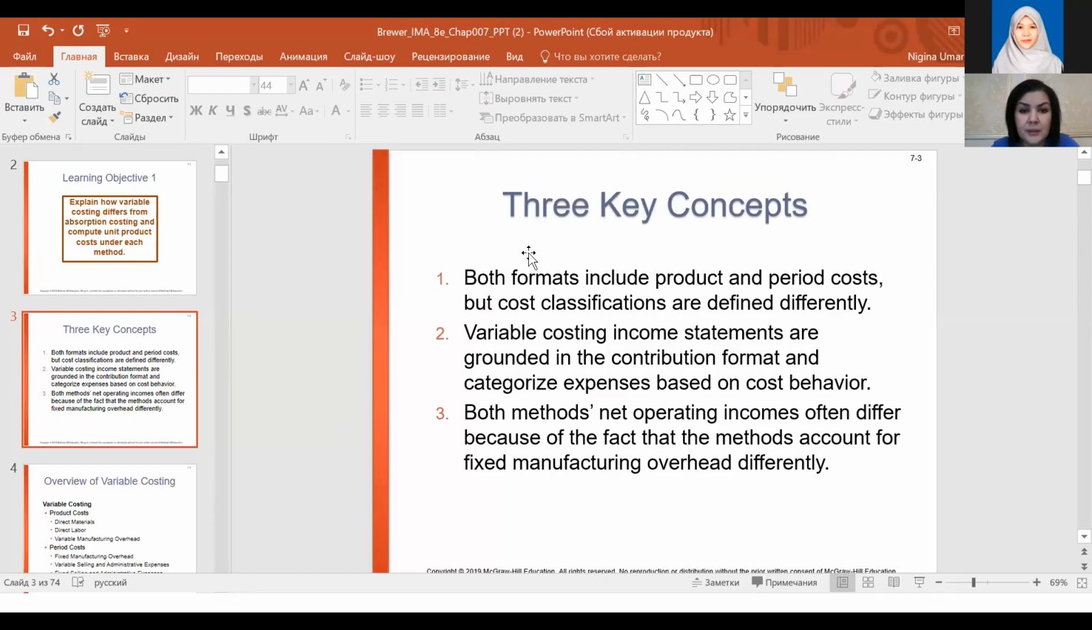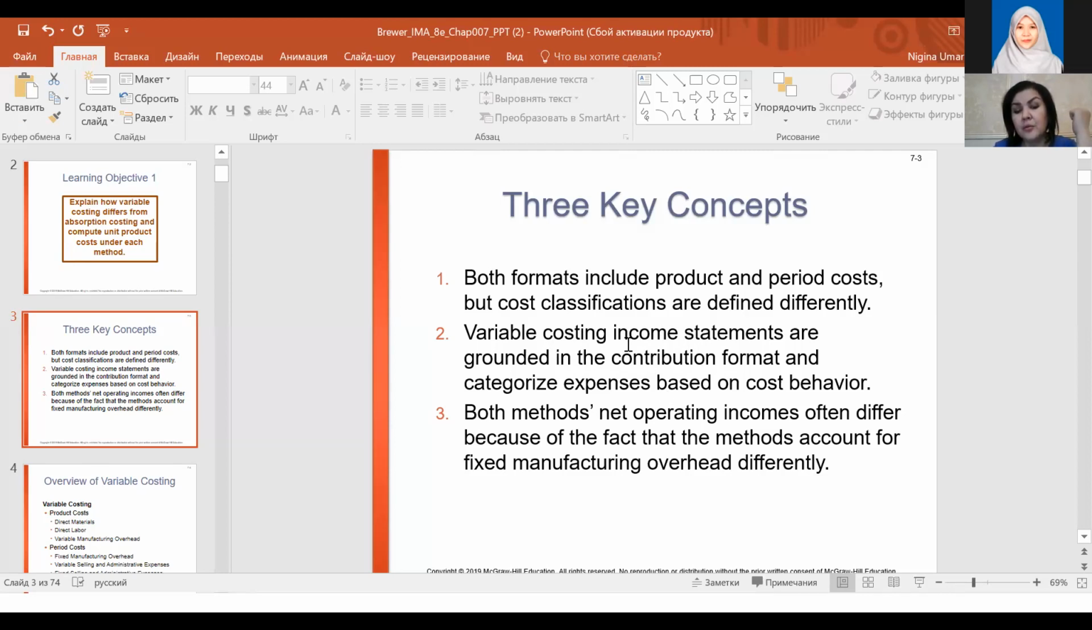So three key concepts. Both formats include product and period cost, but cost classifications are defined differently. Variable costing income statements are grounded in the contribution format and categorize expenses based on cost behavior. Do you remember variable costing? In the product cost, we include only variable costs. And variable costing income statements are based on contribution format. So I hope you remember what contribution is.